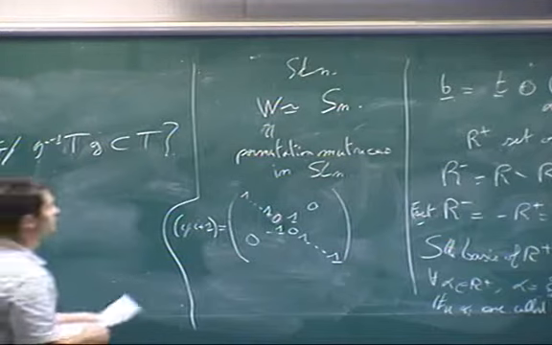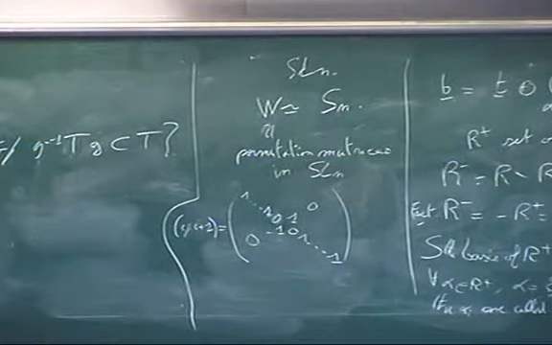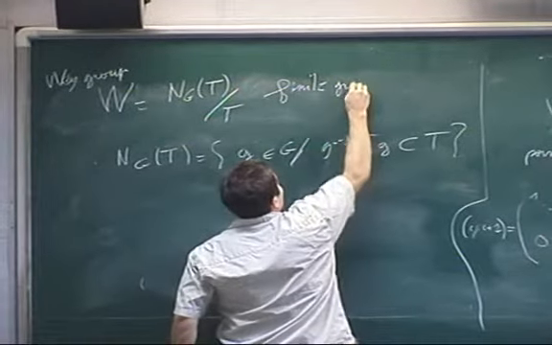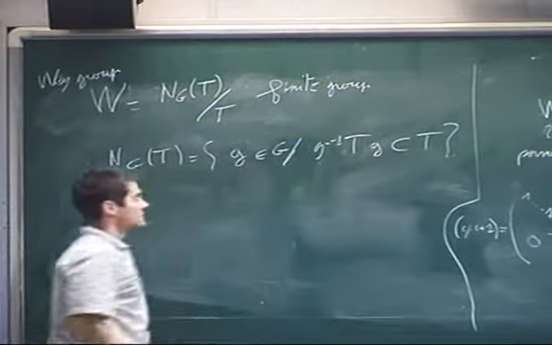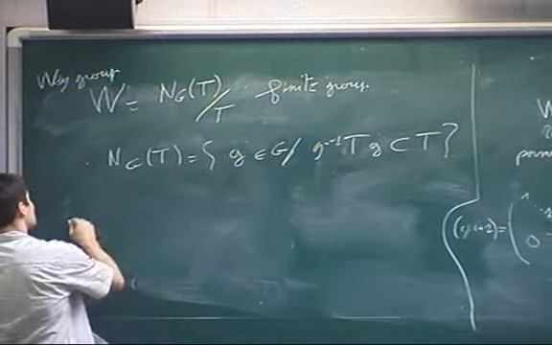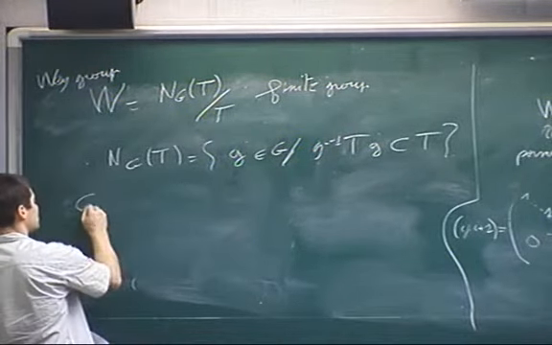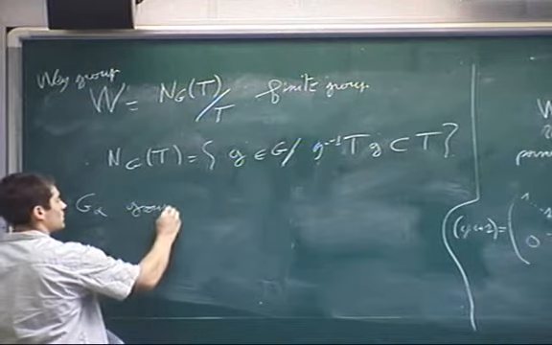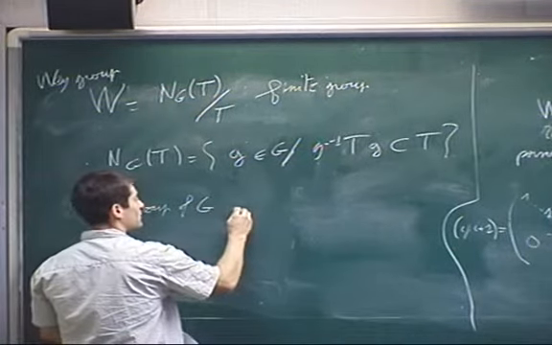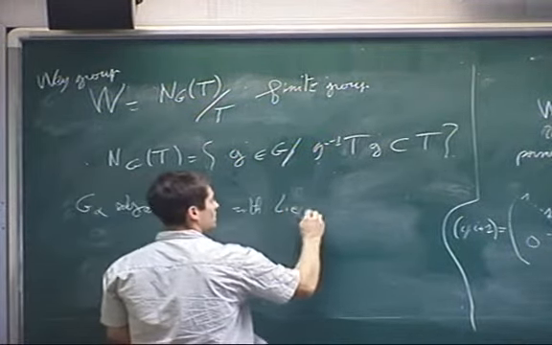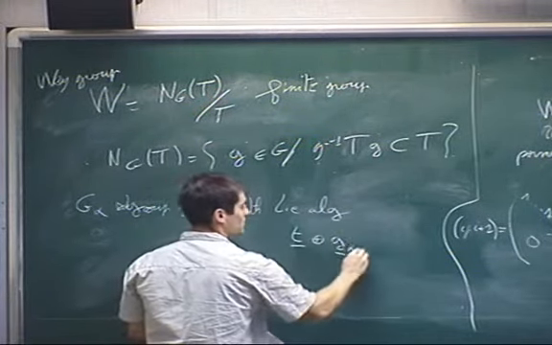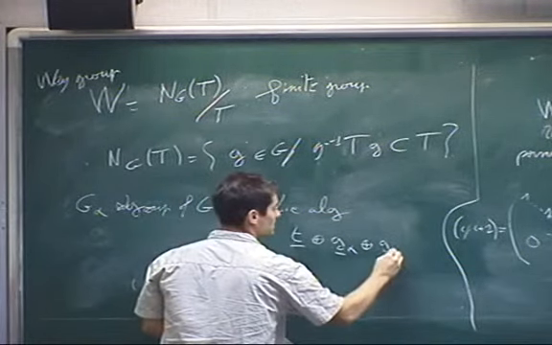More generally, we have all permutation matrices, so it's a finite group. And in this finite group, we have very special representatives. We can look at G alpha, the subgroup of G with Lie algebra equal to T plus G alpha plus G minus alpha.